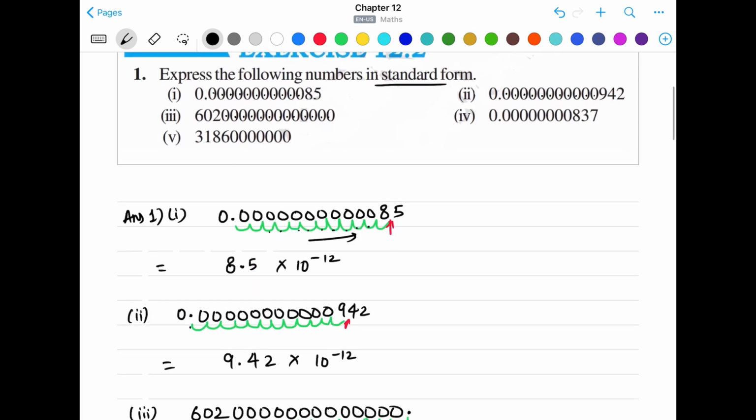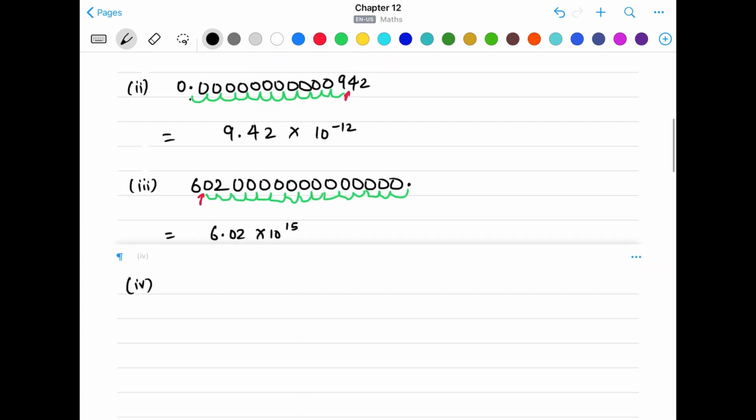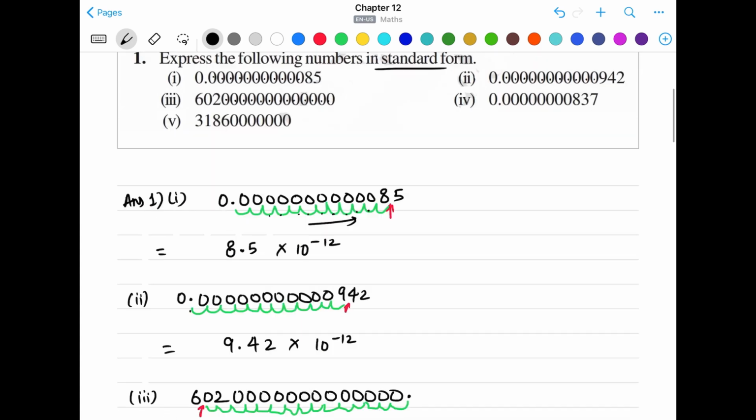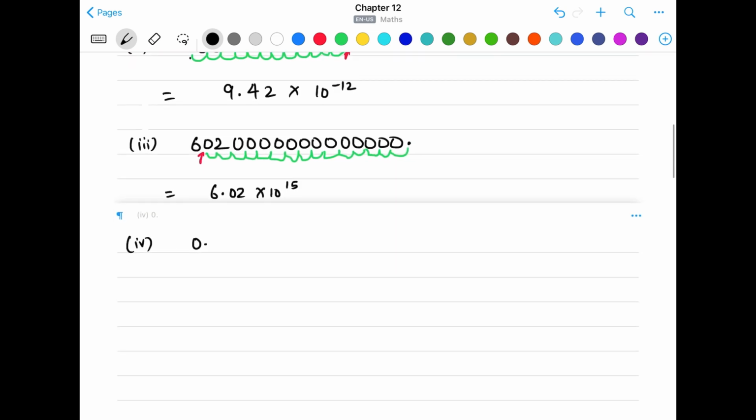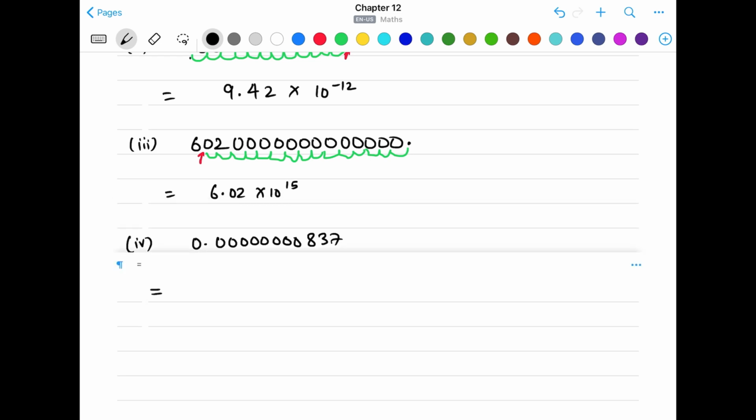Next one is, we have 0 point. Let's count the zeros now. We have 1, 2, 3, 4, 5, 6, 7, 8 and 8, 3, 7.